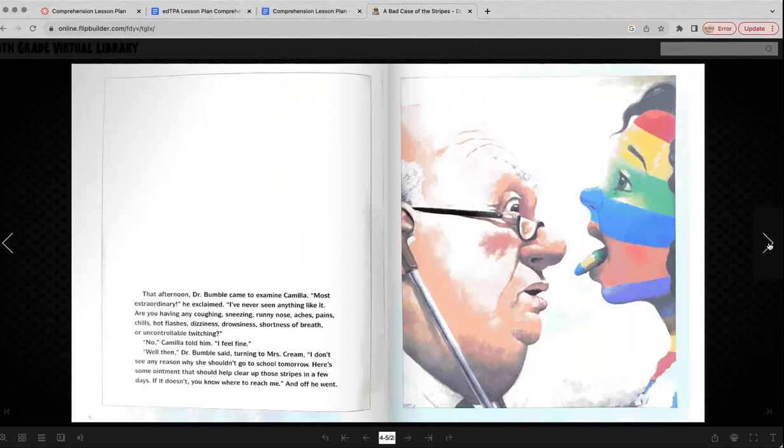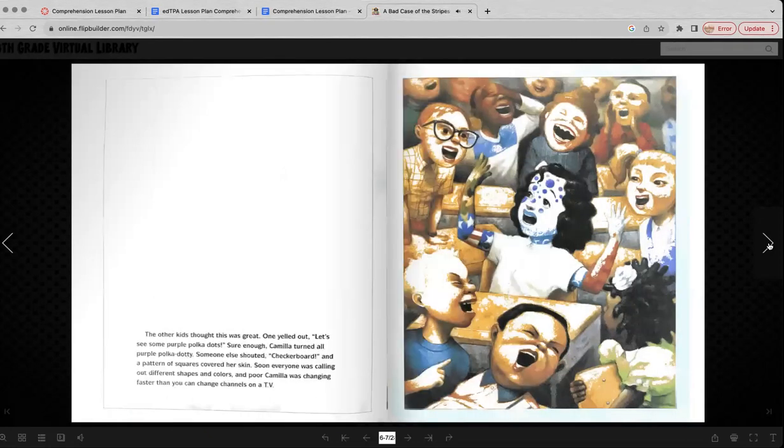No, Camilla said. I feel fine. Well then, Dr. Bumble said, turning to Miss Cream. I don't see any reason she couldn't go to school tomorrow. Here's some ointment that should help clear up those stripes in a few days. If it doesn't, you know where to reach me. And off he went. The other kids thought this was great. One yelled, "Let's see some purple polka dots." Sure enough, Camilla turned purple polka dotty. Someone else shouted, "Checkerboard," and a pattern of squares covered her skin. Soon everyone was calling out different shapes and colors, and poor Camilla was changing faster than you could change channels on the TV.